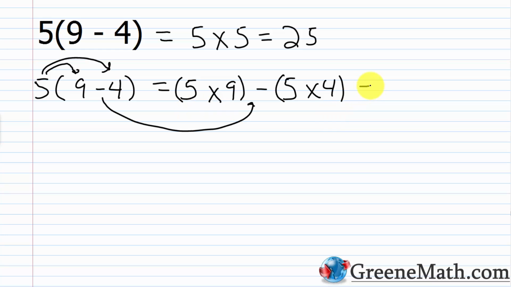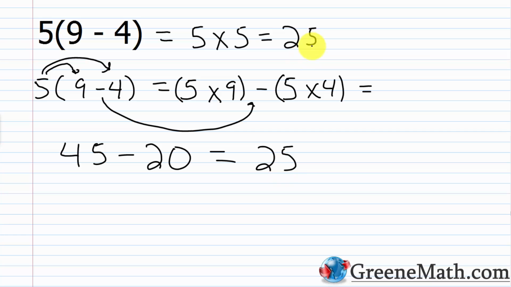So 5 times 9 is 45. Then minus 5 times 4, that's 20. And then we do this subtraction, 45 minus 20 is 25. So again, either way, we get the same result, either by doing what's inside of the parentheses first, or by using our distributive property, where we distribute our multiplication to each number inside of the parentheses.